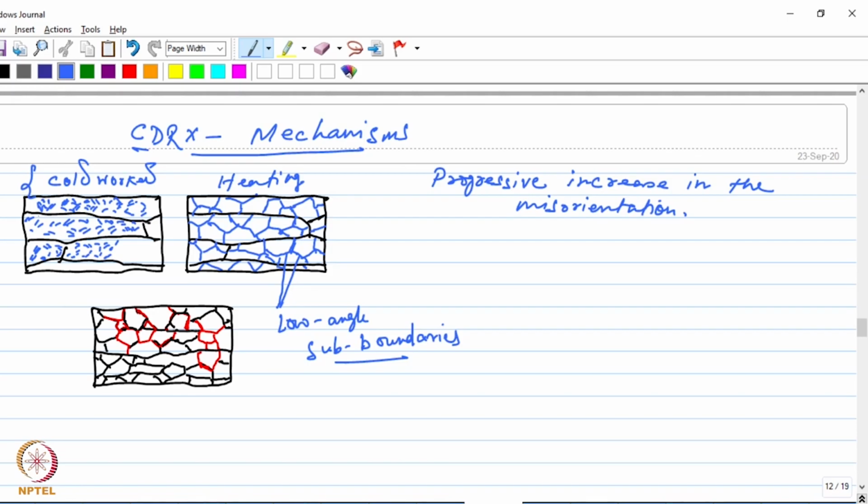So in order to convert them into high angle boundaries, more and more dislocations have to be absorbed into these boundaries, and ultimately you also need some lattice rotation to occur. First of all, the misorientation across these boundaries can be increased, leading to their conversion into high angle boundaries. Okay.